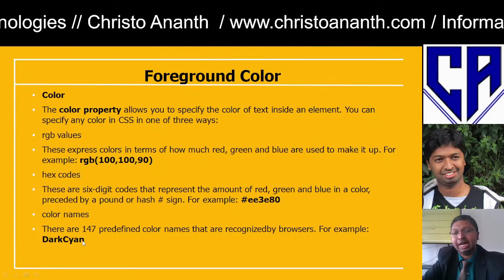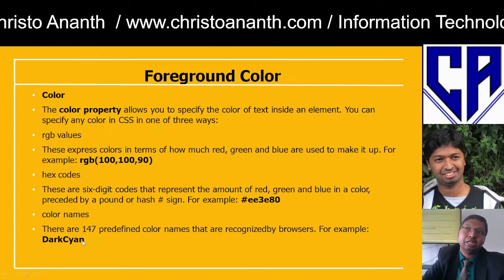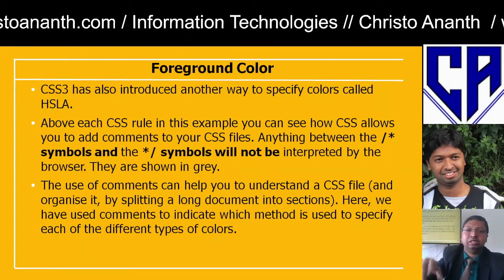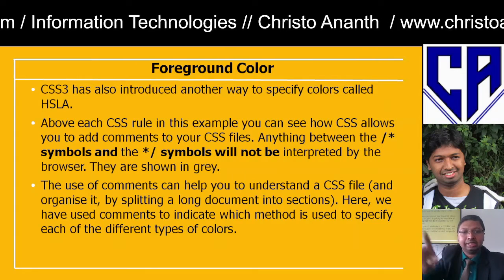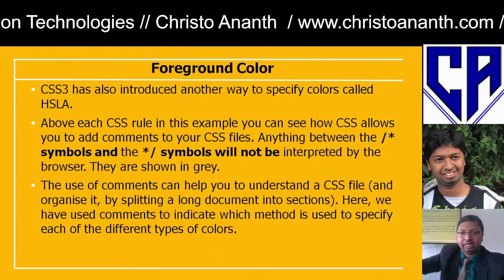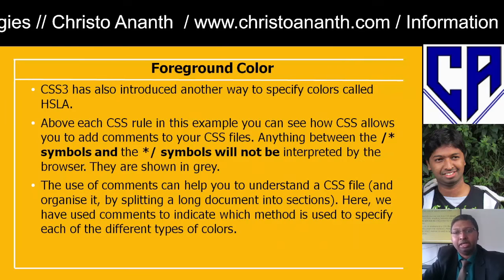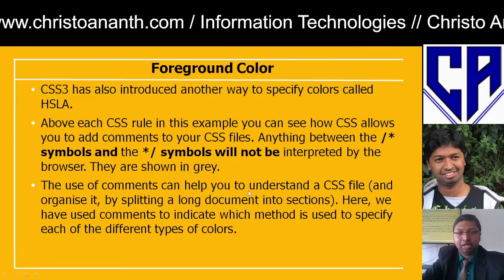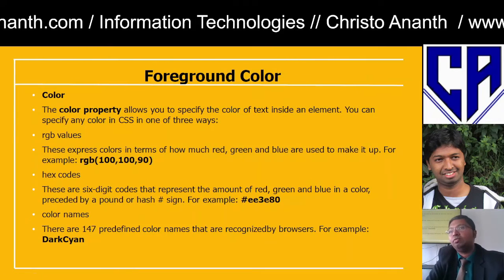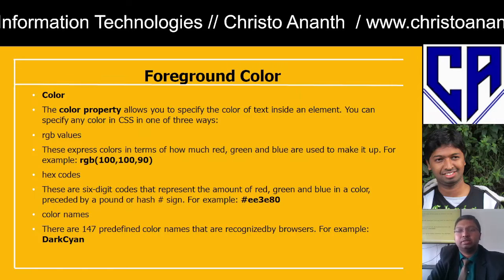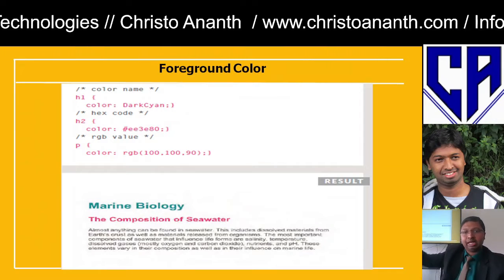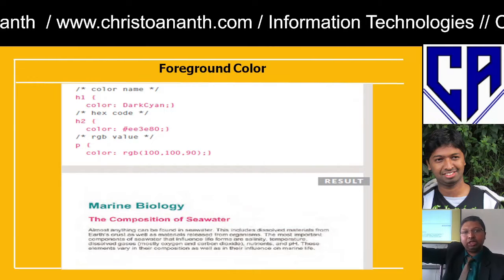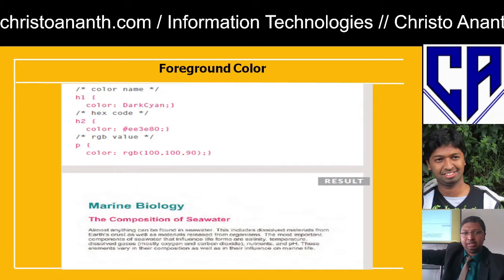For example, dark cyan. So that also is a particular color. Okay. And whatever we have that is specified within the slash star symbol, and then you close with the star slash symbol, it will not be interpreted by the browser. They would be shown in the gray color. So you will have in CSS some 147 different colors. So this is the color name. Okay, so slash star color name. So for H1, the color is actually dark cyan.